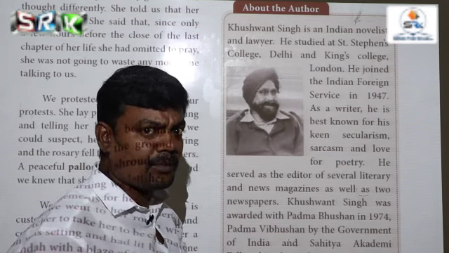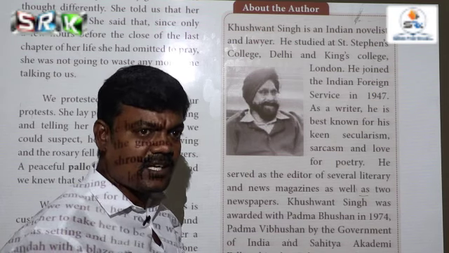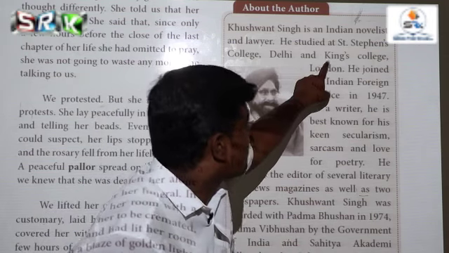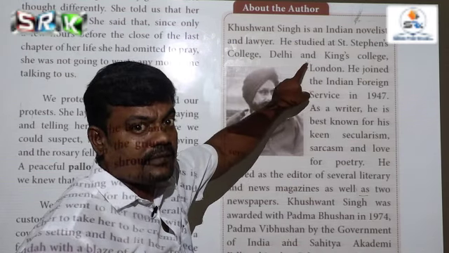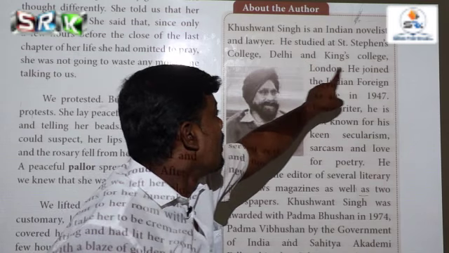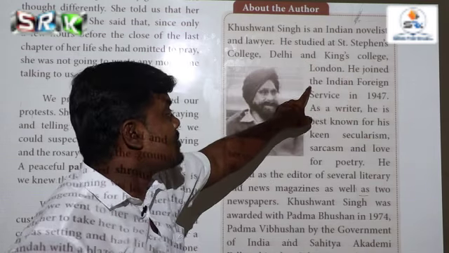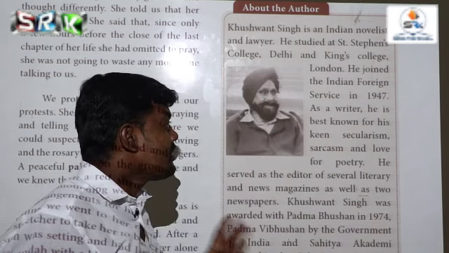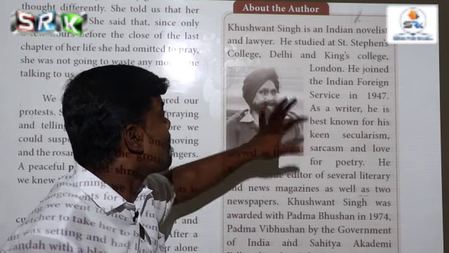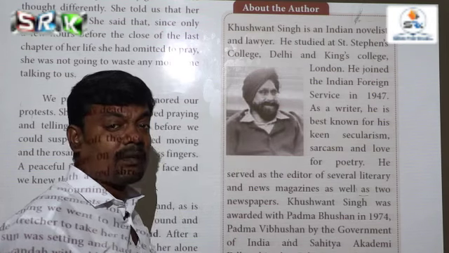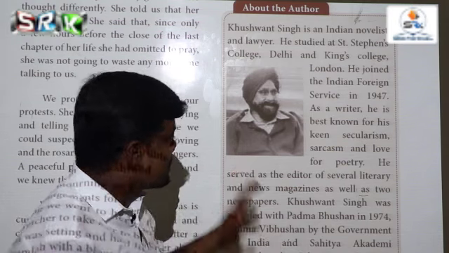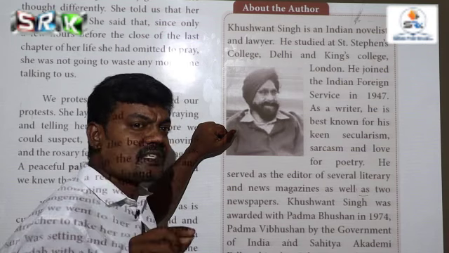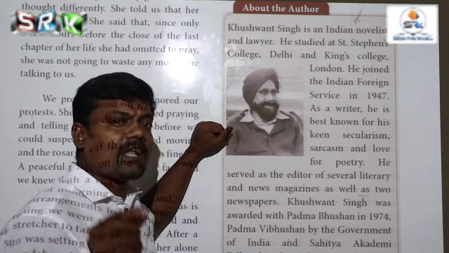You may not be aware about Brooklyn University and Oxford University. This is affiliated to Oxford University at London. He joined the Indian Foreign Service in 1947. That's what I say, he is not only a lawyer, he is not only a novelist. We must have a detailed description about this man, because while you are writing the paragraph answer, you must mention at least a couple of lines about him.